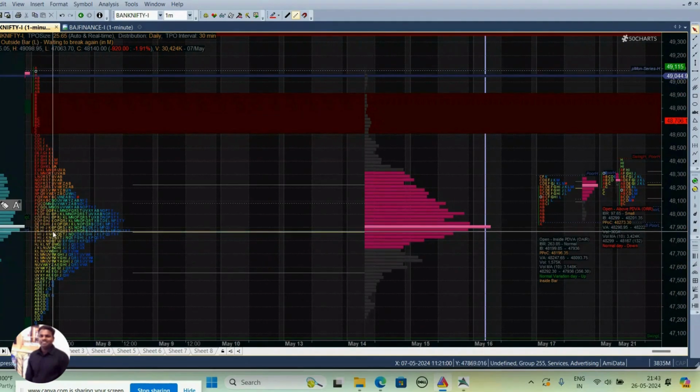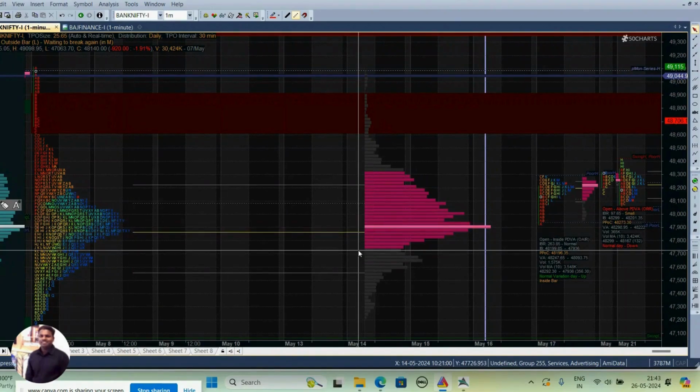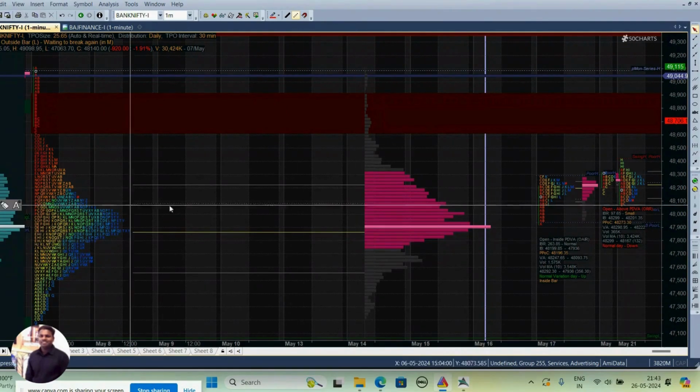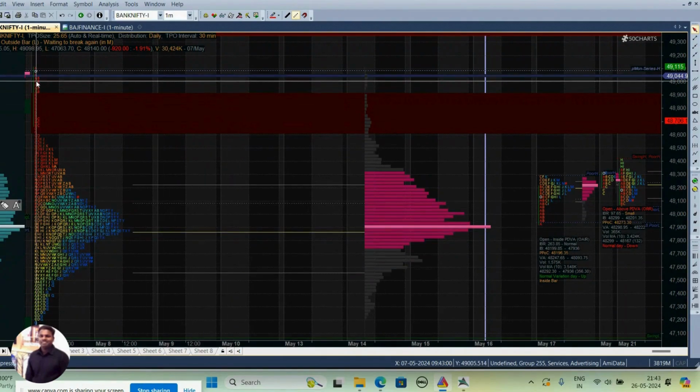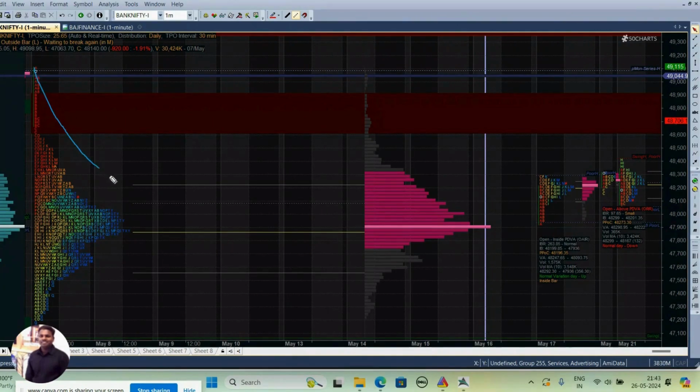2, 4, 6, 8, 10, 12, 14, 16, 18, 20, 22, 24, 26, 28, 30, 31. So 31 is there. TPO is 31. Still we need 8. 8 means 40. If 40 is completed at that center point, this bell curve is developed. It's developed in this area. The bell curve structure looks like this range. This is the bell curve structure.